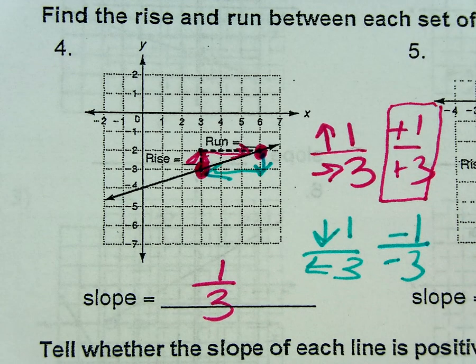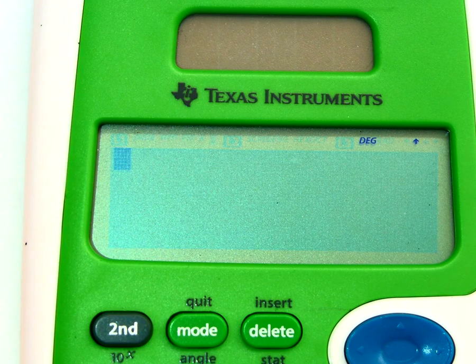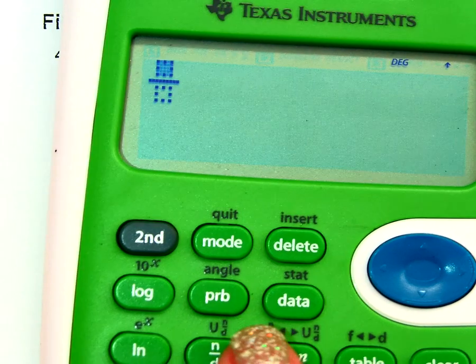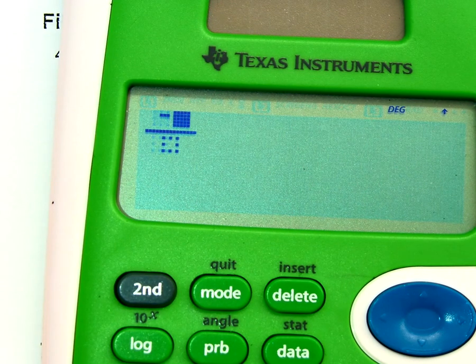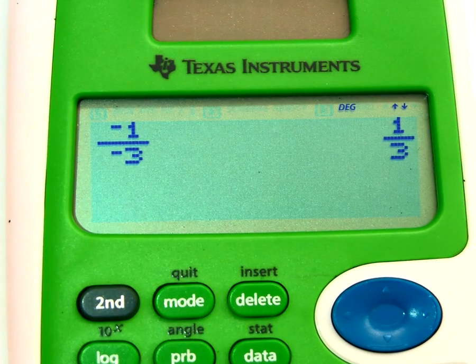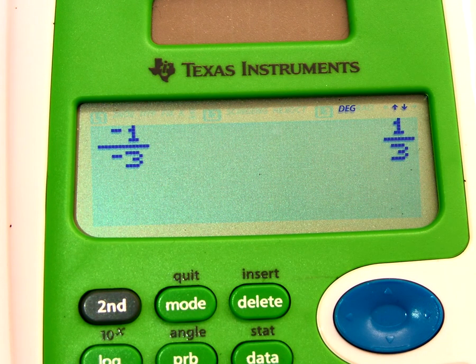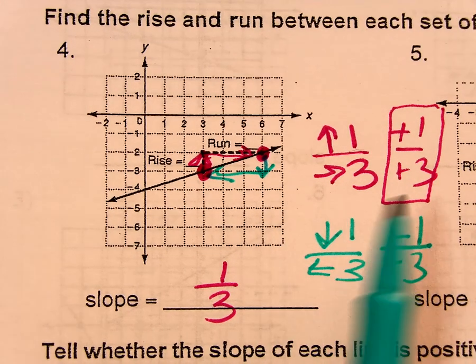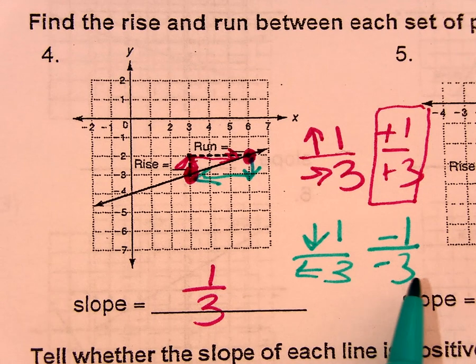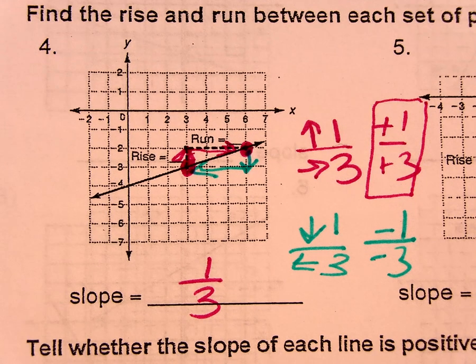And the reason why you need your calculators is because if you don't know how to simplify fractions, you need to hit your fraction button, which is right here, and you need to type in -1 over -3 to simplify the fraction for you. Your slope must always be in simplest form. It cannot be in a decimal or a mixed number. This is why I keep saying I don't like decimals and mixed numbers, because you will always need a fraction or a whole number for slope. So -1 over -3 is positive 1/3, and that is our slope.